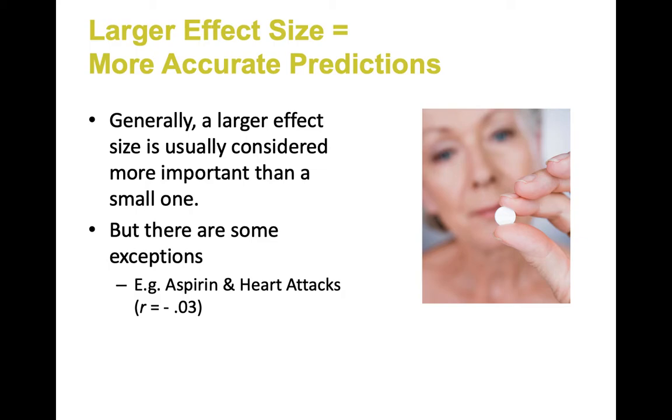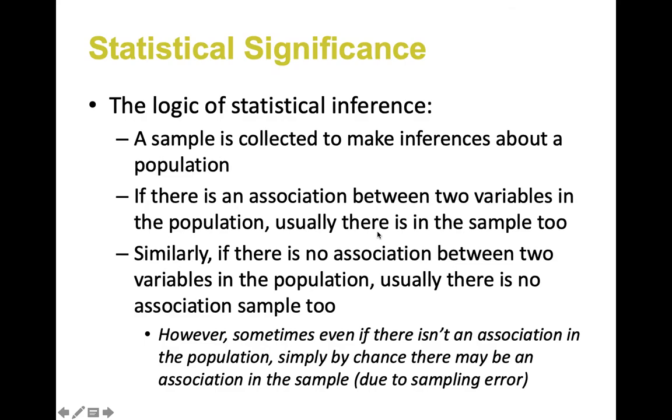So when we're talking about an important or critical outcome, even a small effect size can be considered important. But generally speaking, the larger the effect, the more important it's considered to be. Okay, some exceptions to that rule, though. All right, so let's talk about statistical significance.